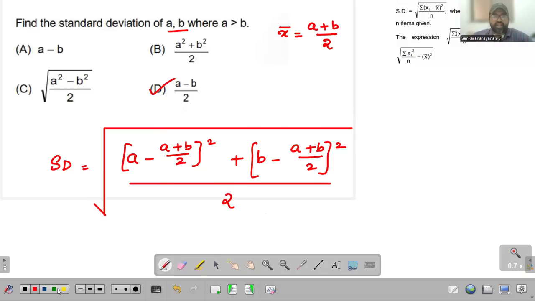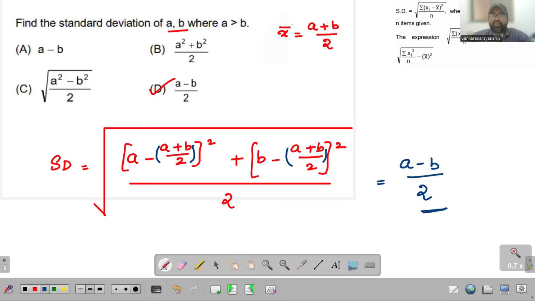So this is how the calculation actually happens. For better clarity, you may put a bracket like this, and then you simplify it. Eventually, you will get the result as (a minus b) divided by 2. As you know, a is greater than b, so (a minus b) by 2 is calculated as a positive value. Option D is my answer choice.